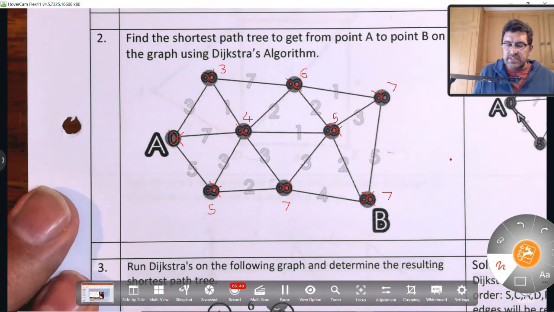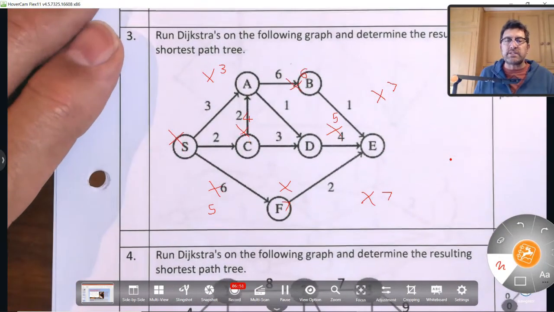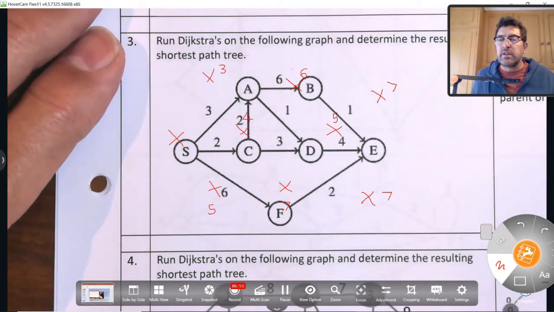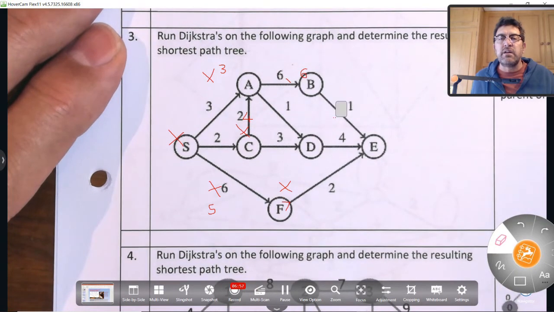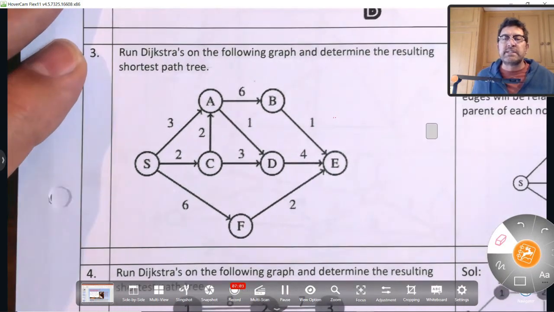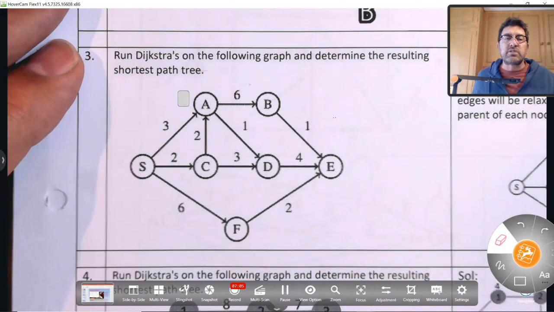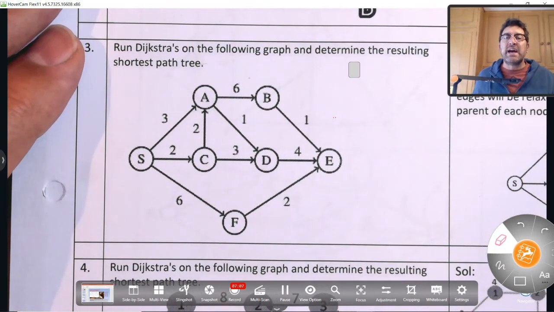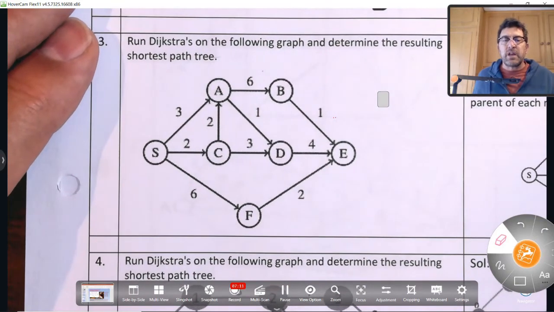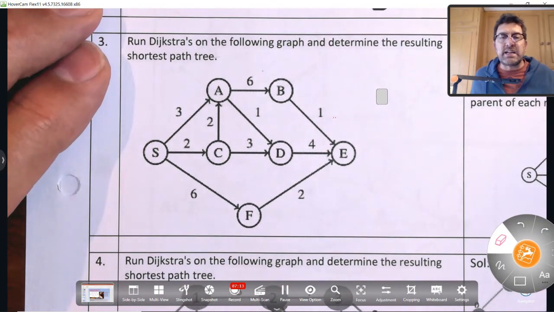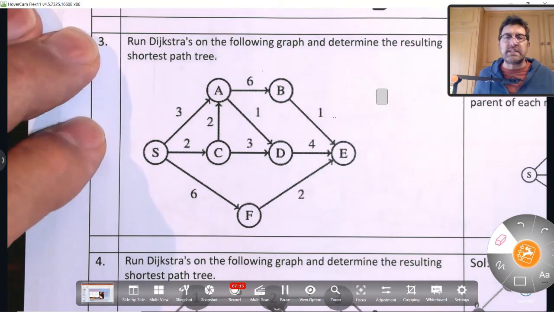Okay, so let's do one more of these. Let's look at that graph. Let me just get rid of all the markings that I've made here on the screen. Okay, so this question asks us the following. It says, run Dijkstra on the following graph and determine the resulting shortest path tree. Okay, so let us start. Let's choose a vertex. Let's start at vertex A.